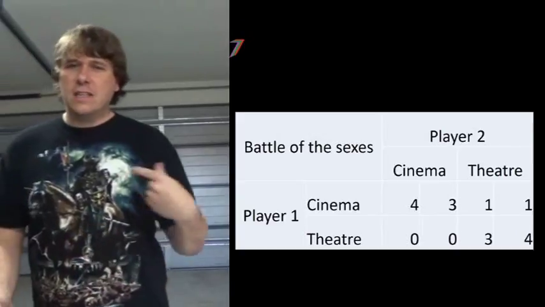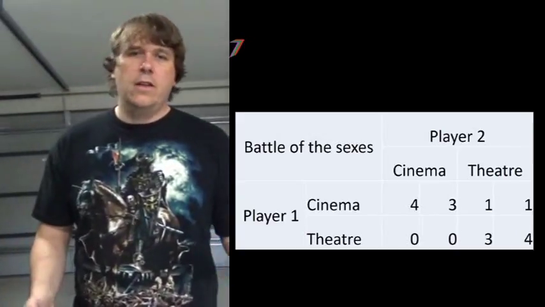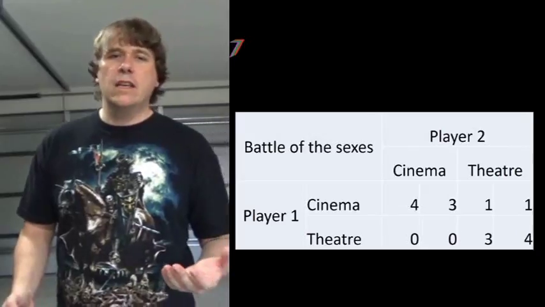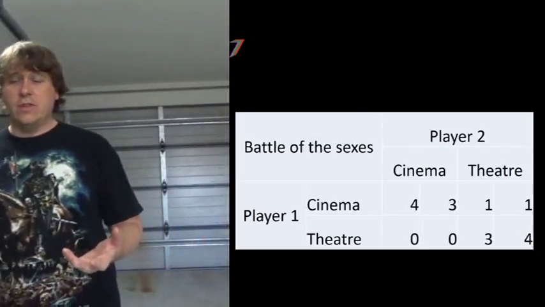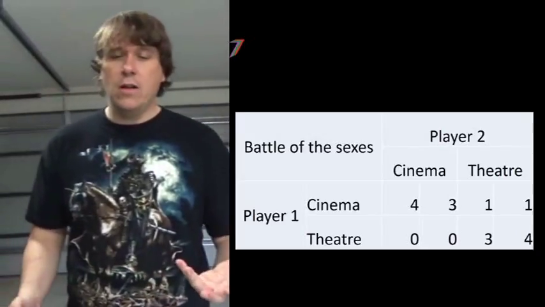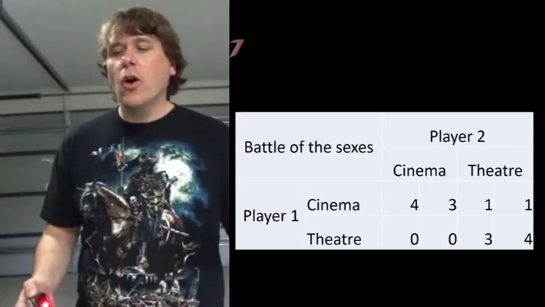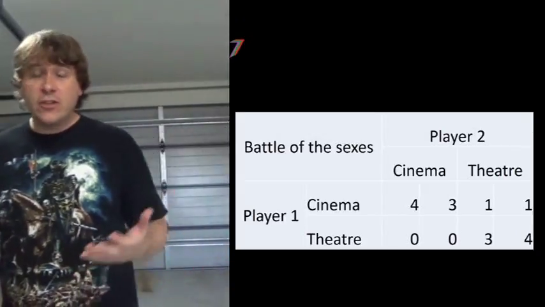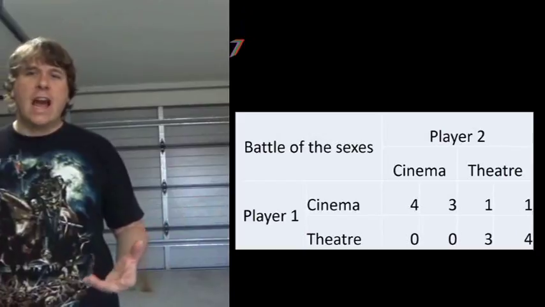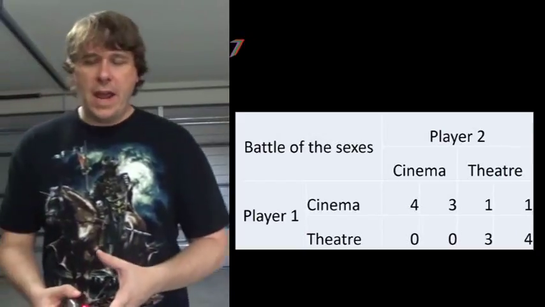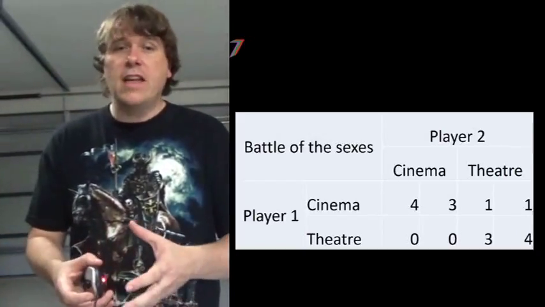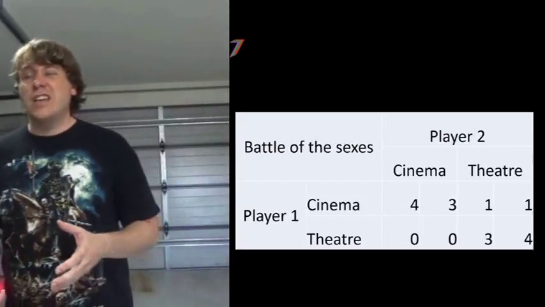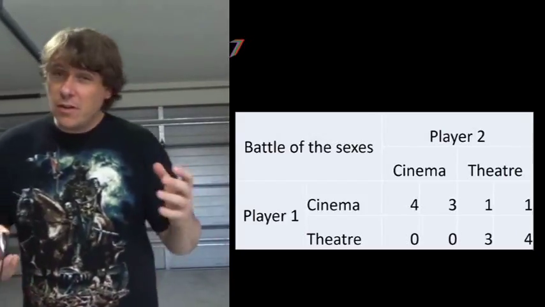So if the boy sticks to the cinema no matter what, he ends up with a lower payout. Let's say he gets a payout of 1. And if the girl sticks with the theatre, he would get a lower payout as well. She may enjoy the theatre, he may enjoy the cinema, but they'd actually rather enjoy their own company. As in they'd rather be together. But it determines which they should go to. Should they both go to the cinema or should they both go to the theatre?